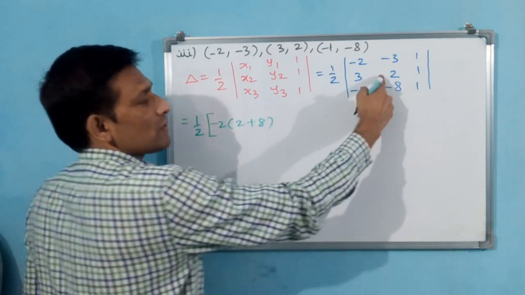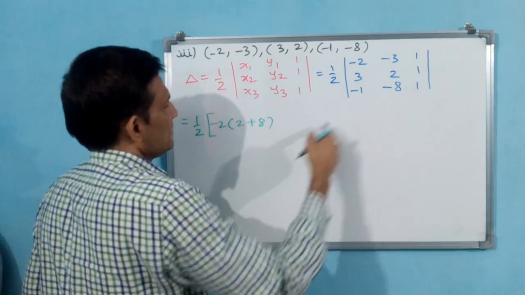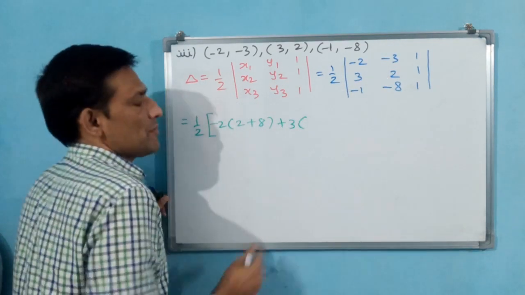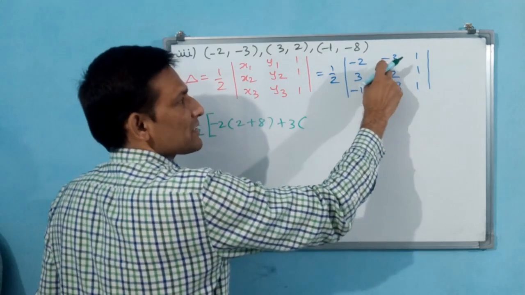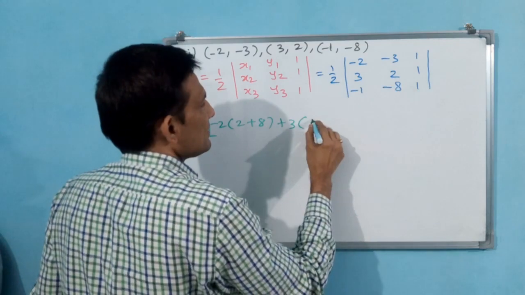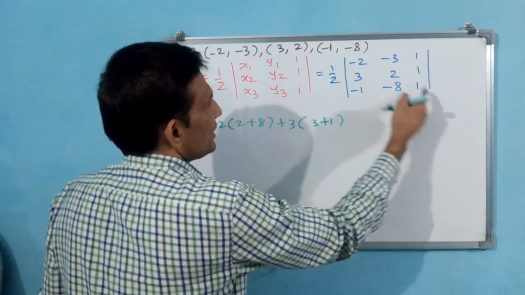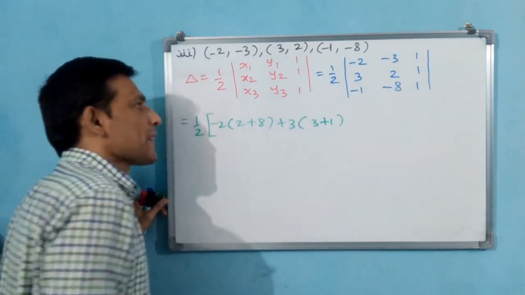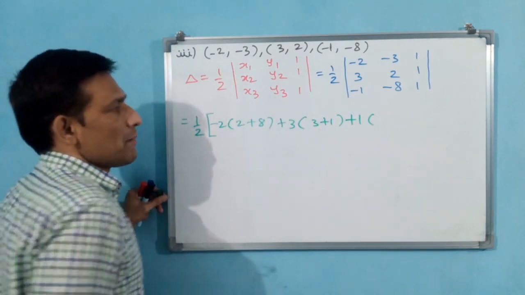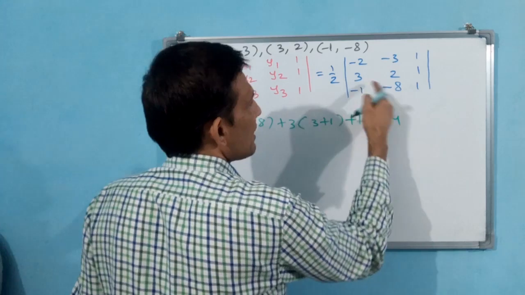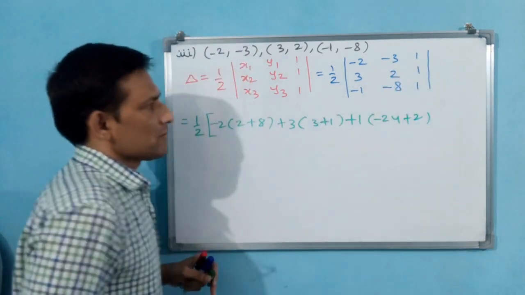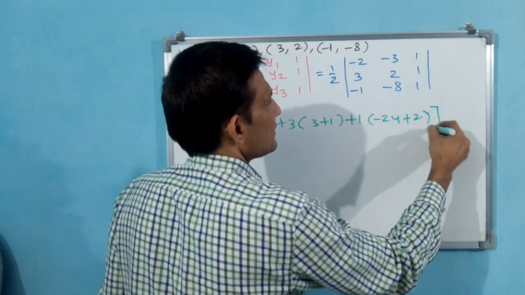Why? Because 2 into 1 is 2, minus of minus 8 plus 8. Okay. Now minus of minus 3 plus 3. Why? Because plus minus plus, minus of minus 3 plus 3. 3 plus 1. 3 minus of minus 1 plus 1. Plus 1 into minus 24 plus 2. Minus of minus 2 plus 2. Okay. Let us close this one.